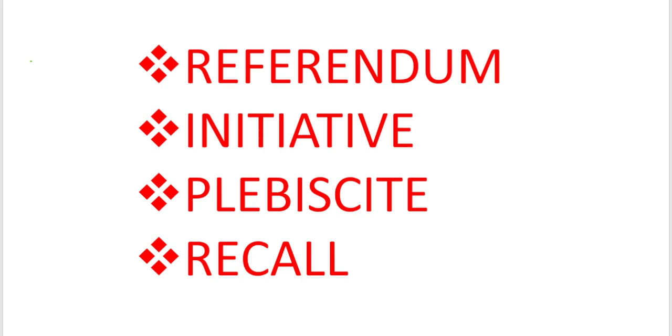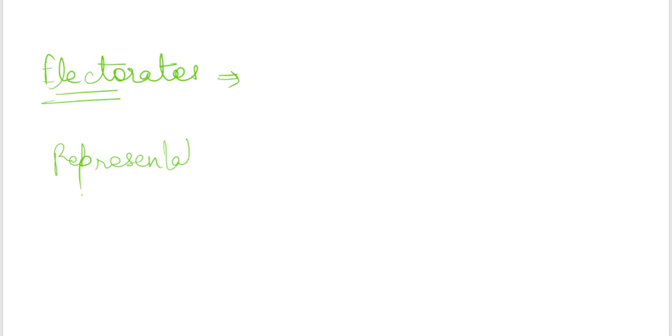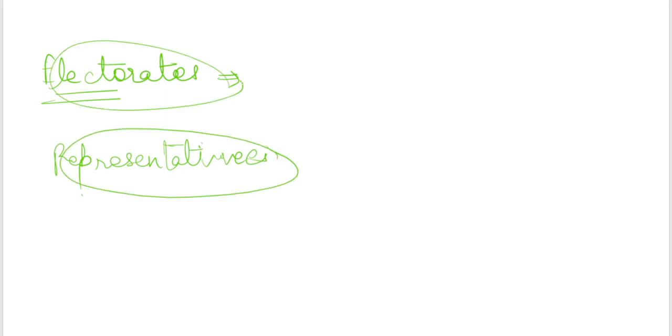But before discussing the four tools, we need to know two things. The first thing is electorate, and the second thing is representatives. We all know electorate. Collectively, the voters in any constituency are known as the electorate. Representatives are the leaders representing those people. So these two terms I will be using, electorates and representatives.